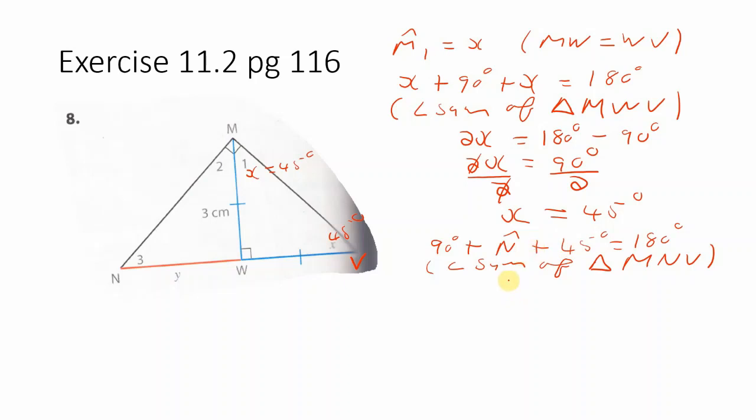So we can simplify on the left. So we have angle N plus 90 plus 45 is 135 degrees equals 180 degrees on the right hand side. We can swim across the equal river. We have to change the sign when we do it. So the positive 135 becomes negative 135, and angle N is now equal to 45 degrees.